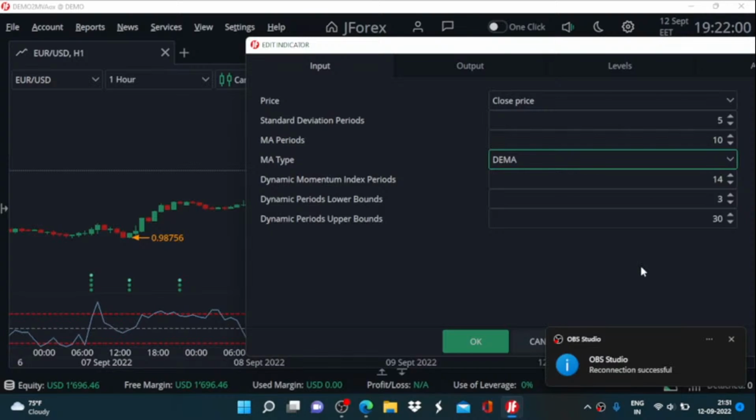I think the OBS was disconnected. Now it has been reconnected successfully.